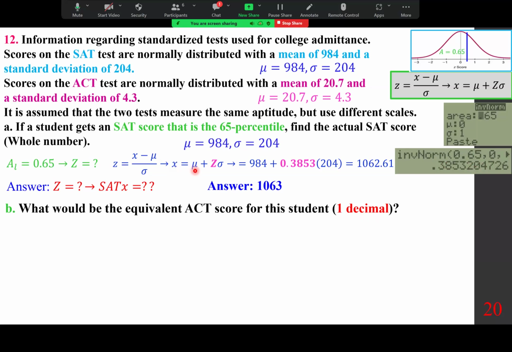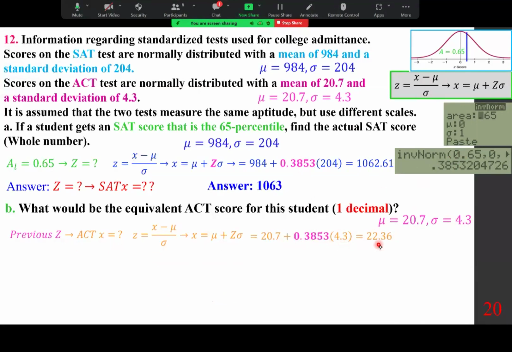And we're going to use the same formula, X is mu plus Z sigma. However, the mu and sigma come from here. That's the bottom line. So we are going to use the Z score that we found here, and we want the ACT X. We use the same formula. However, mu is 20.7, sigma is 4.3. Plug in. 20.7 plus the same Z score from the previous one times sigma of 4.3 results in this one. Then they say 1 decimal, so we're going to stop here. Next to 3 is 6, we change it to 4. The answer is 22.4.